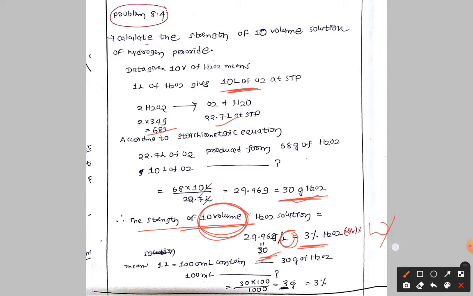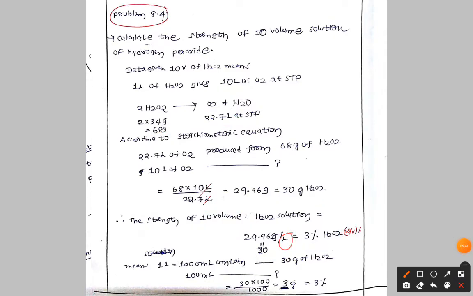Weight by volume means what you are telling here? It means how much is present in the volume. Here we already told that volume we are always taking as 100 ml. In the solution also we always take 100 ml. So if I want to tell in weight by volume percentage, what do we have?